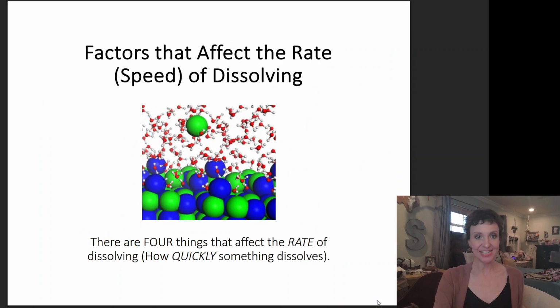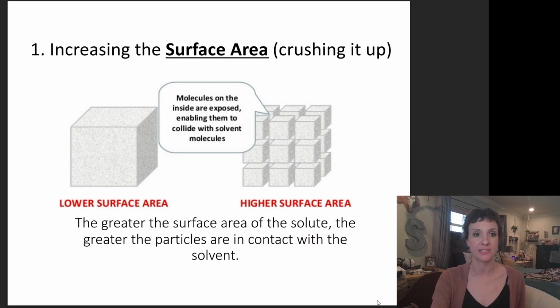So that's my solubility curves. Now, this next topic is, I think, very, very, very intuitive. So I'm going to go kind of quickly through this. But these are some factors or things you can do to affect the rate of dissolving. And when I say rate, I mean the speed of dissolving something in a solvent. So there are 4 things that affect the rate of dissolving, or how quickly something dissolves.